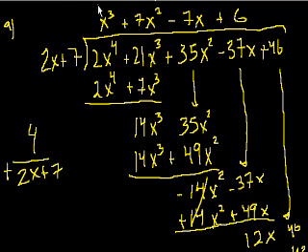So it's our answer. Let's see what choice it is. It's x to the third plus 7x squared minus 7x plus 6 plus 4 over 2x plus 7. We just took our remainder and said, whatever this is, that's also there. So that is choice, let's see, x to the third plus 7x squared minus 7x plus 6 plus 4 over 2x plus 7. So it's actually choice D is our answer.